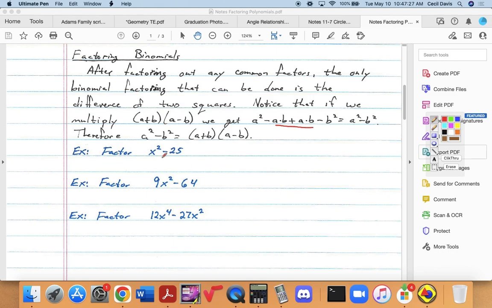So anytime you have something in this form, a squared minus b squared, it factors to a plus b times a minus b. Anything that starts in this form factors like this. For example, x squared minus 25. That's something squared minus, well, what's 25 as something squared? 5 squared. You don't have to write it when you're working it, but you definitely want to think it. This is x squared minus 5 squared. So how do we factor that? Well, it'll be x plus 5 times x minus 5.